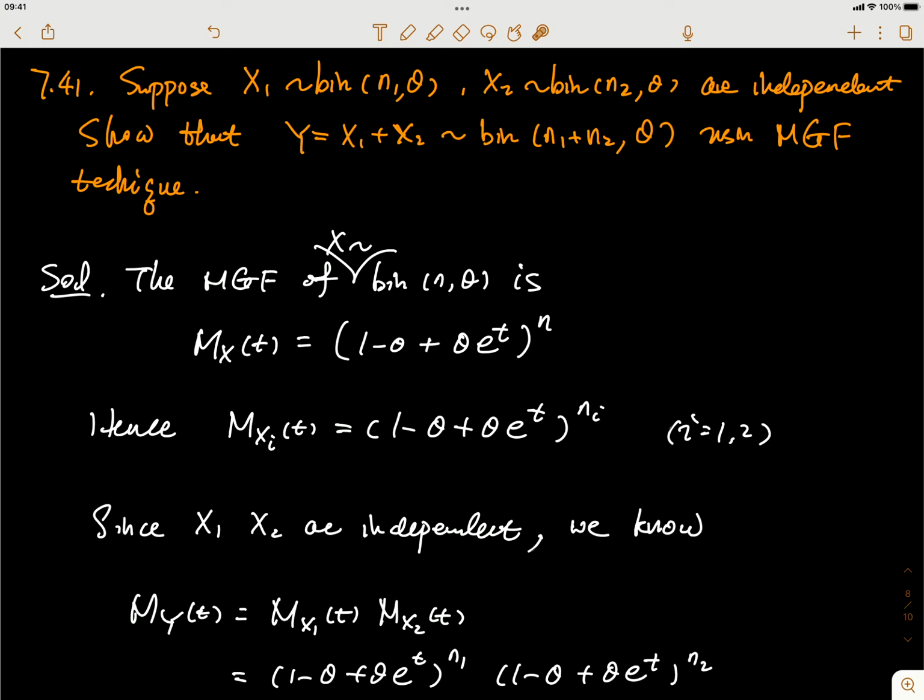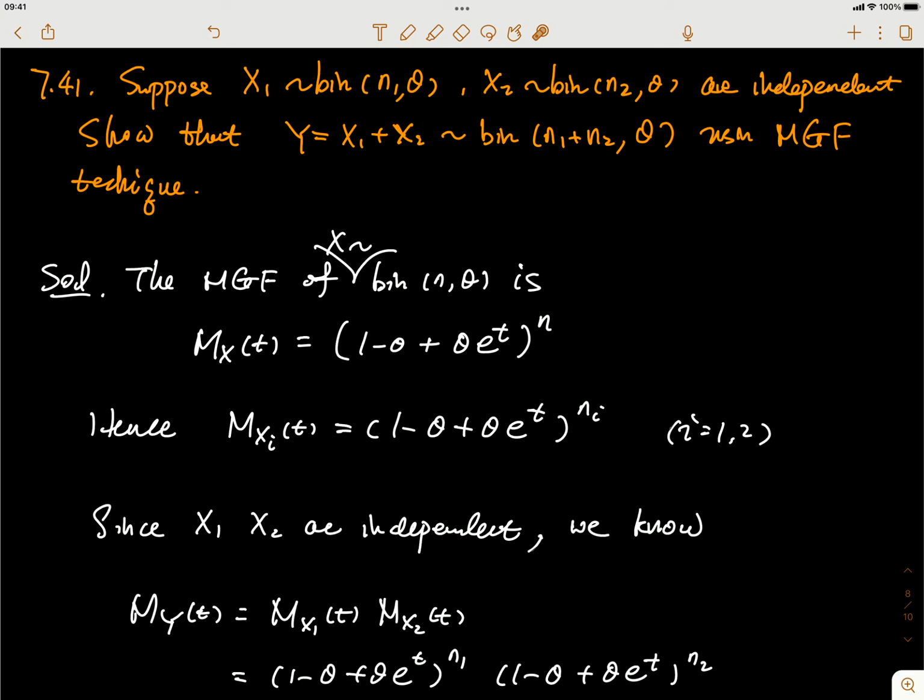And the question asks us to use the MGF technique. So the moment generating function technique says that, first, recall that the moment generating function of X, the binomial random variable, is this. It's a function of t, where t is a number around 0. So it's (1 minus theta plus theta times e to the t) altogether to the power n.